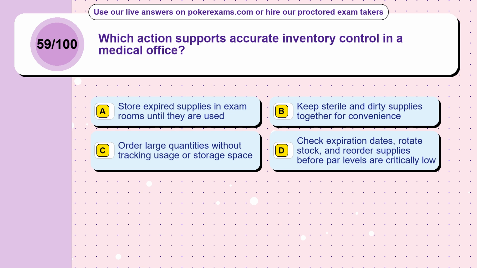Question 59. Which action supports accurate inventory control in a medical office? Option A. Store expired supplies in exam rooms until they are used. Option B. Keep sterile and dirty supplies together for convenience. Option C. Order large quantities without tracking usage or storage space. Option D. Check expiration dates, rotate stock, and reorder supplies before par levels are critically low.